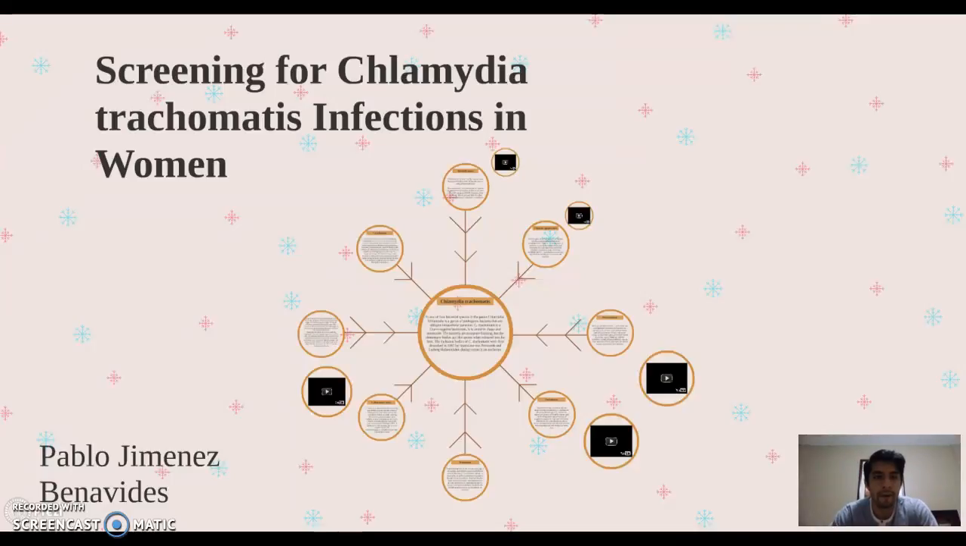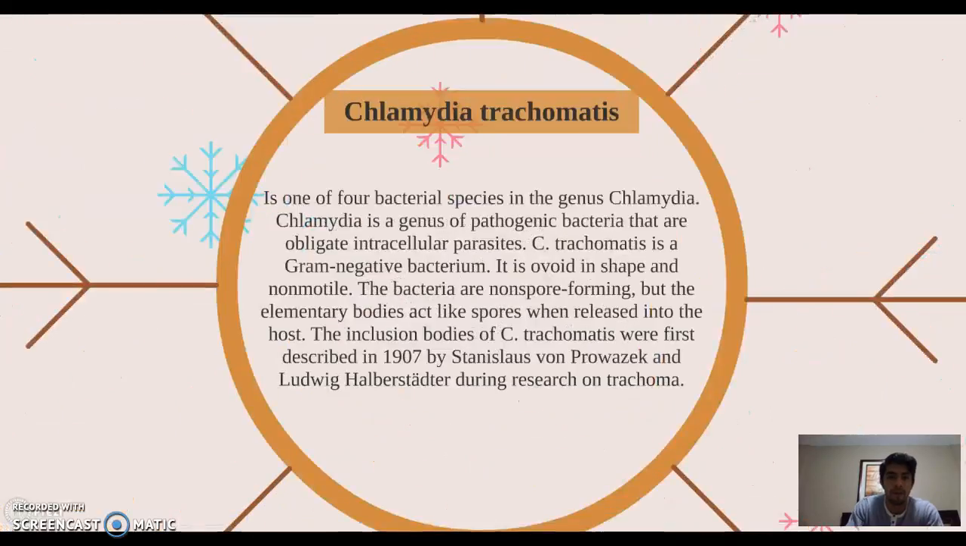Screening for Chlamydia trachomatis infections in women. Chlamydia trachomatis is one of 4 bacterial species in the genus Chlamydia. Chlamydia is a genus of pathogenic bacteria that are obligate intracellular parasites. Chlamydia trachomatis is a gram-negative bacterium. It is ovoid in shape and non-motile. The bacteria are non-spore-forming, but the elementary bodies act like spores when released into the host.